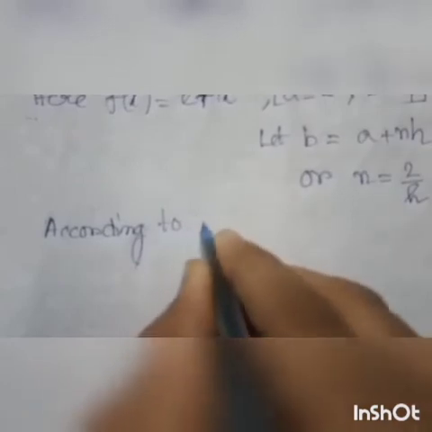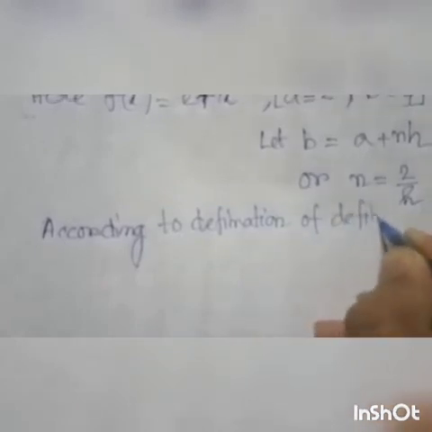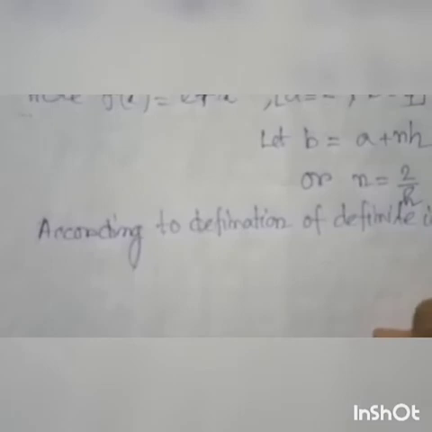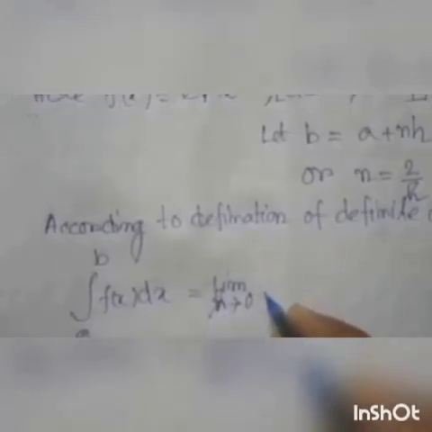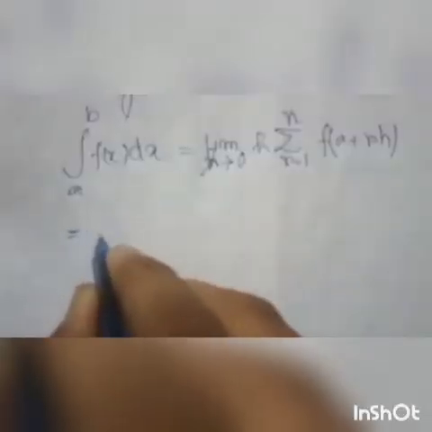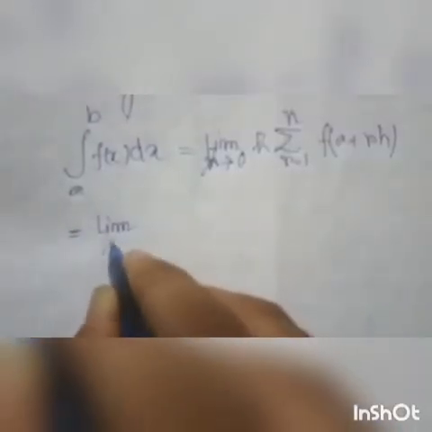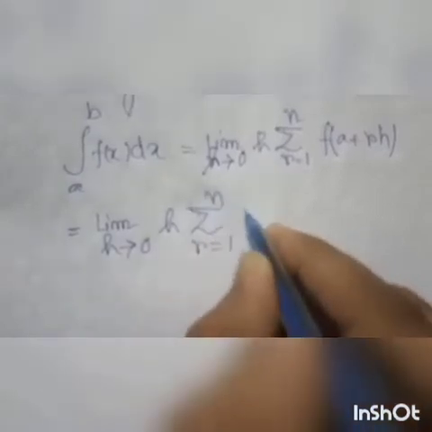According to the definition of the definite integral, integration a to b f(x) dx equals limit h tends to 0, h into summation r equals 1 to n f of a plus rh, which equals limit h tends to 0, h into summation r equals 1 to n of e to the power 2 plus rh plus (2 plus rh) whole square.